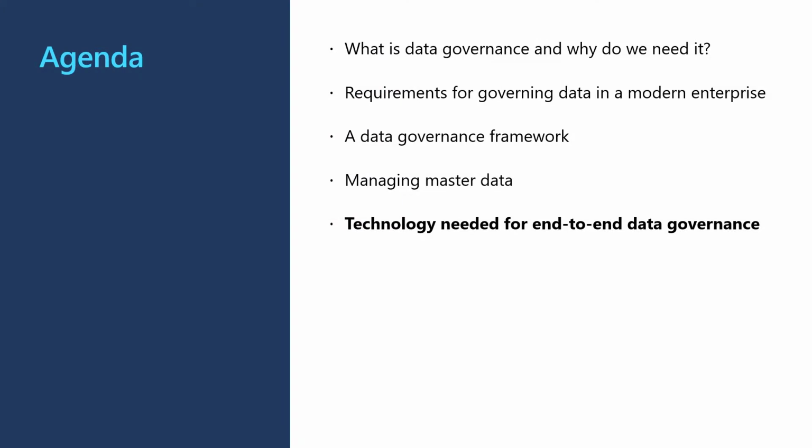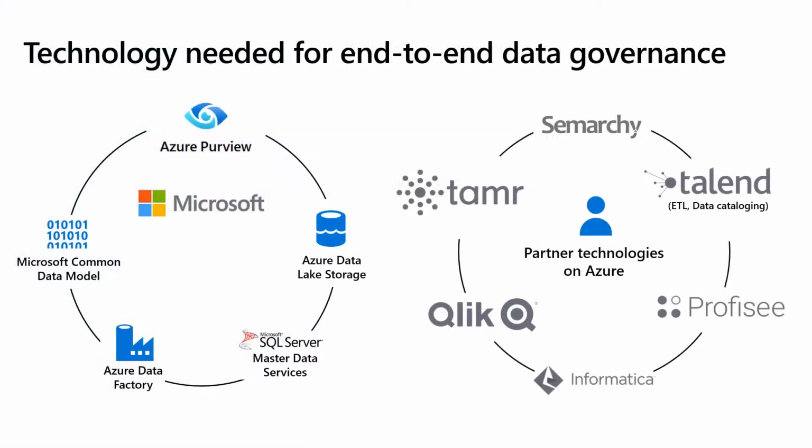The final piece of our agenda is technology needed for end-to-end data governance. Clearly, technology is needed for effectively implementing a data governance strategy. On the right, we have partner technologies on Azure specializing in master data management, data integration, data discovery, and you might be familiar with some of these, such as Profisee, Informatica, Qlik, Talend, Tamr, Semarchy, and others. On the Microsoft side, we have various capabilities in Azure, such as the Azure Data Factory for ETL and ELT, data lake storage, and the Common Data Model.